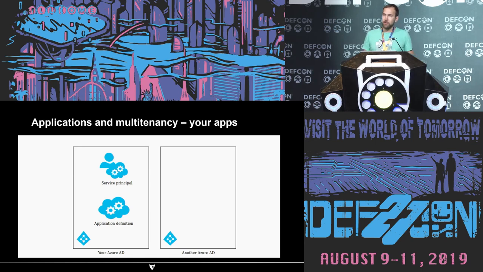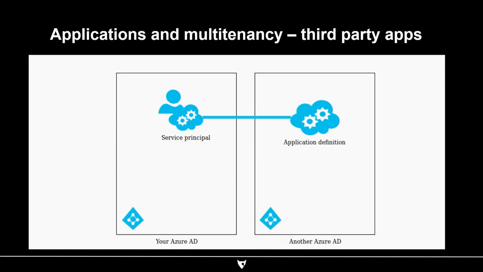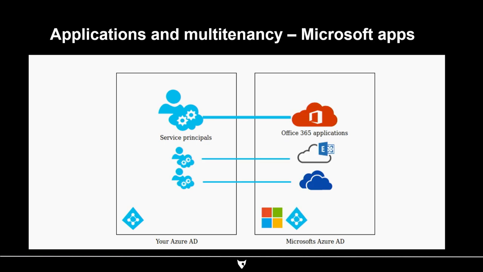Because cloud is multi-tenant, you can have applications from another directory in your directory. So this is the simplest case when you have both the application definition and the service principal in your own directory. But with third-party applications, the definition of the application is actually in another directory. And once you start using that application, a service principal is created in your own directory. And that is the presence of that application in your directory. For Office 365, Microsoft has some internal tenants in which all these applications are defined. And in your Office 365 directory, all the service principals are created. So once again, it's a split between the definition of the application and the service principals.